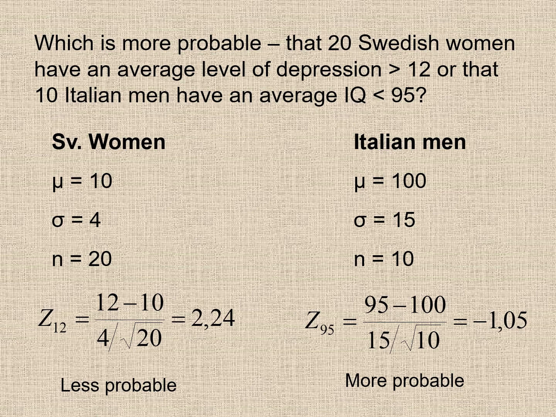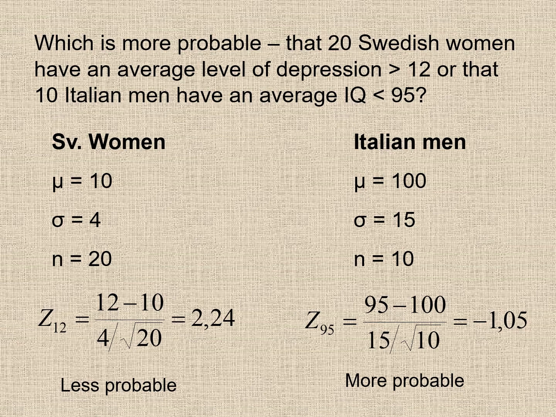So if we take the value of 12 for Swedish women on depression, we take 12 minus 10, the population mean, and then we divide by the standard error of the mean, and that we get by taking the standard deviation of 4 divided by the square root of the sample size 20. And we get the zeta score of 2.24.